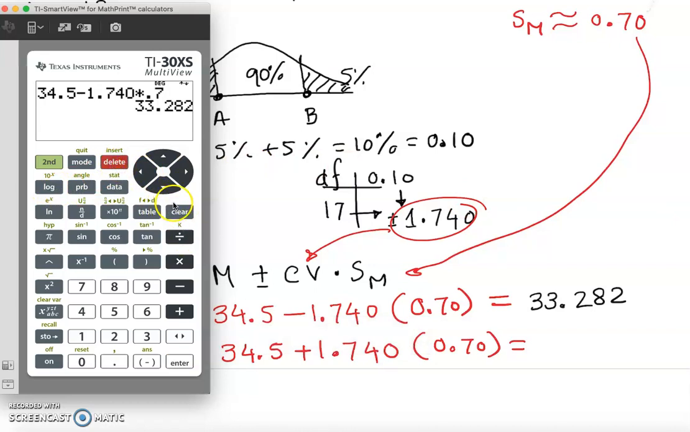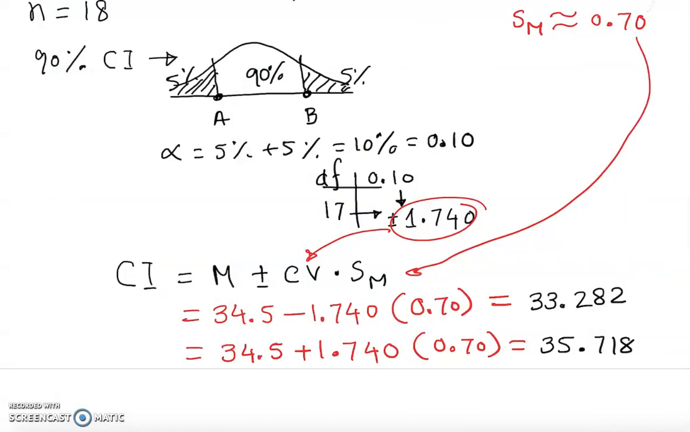Let's take a look at the next one. So I can change the sign. I'm going to do it again. 34.5 plus 1.740 times 0.70. So this one is higher, 35.718. Okay, so we actually receive two intervals, as you see down here.